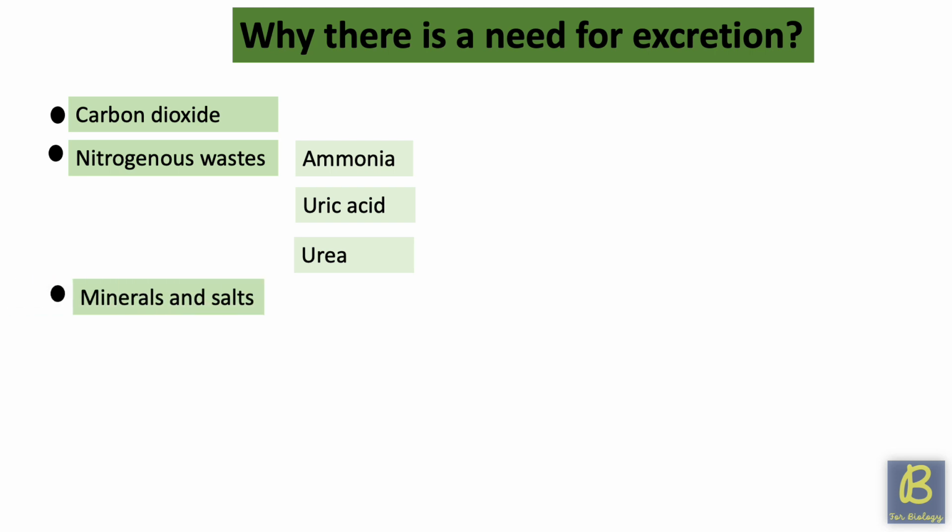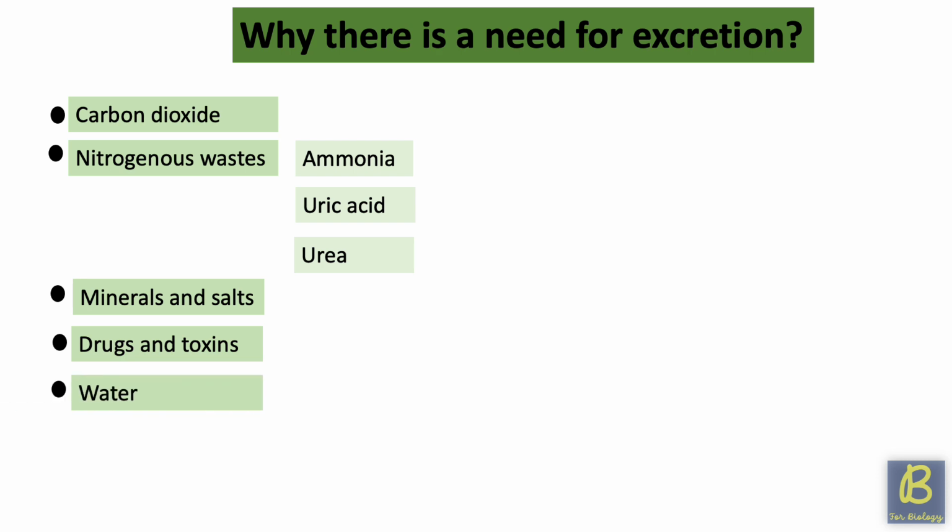Next is minerals and salts. Our bodies rely on a delicate balance of electrolytes and minerals for various functions like nerve impulse transmission, muscle contraction, and fluid balance. Excretion helps regulate these levels and prevent imbalances that can lead to health problems. Next are drugs and toxins. The kidneys can help eliminate certain drugs and their byproducts from the body along with certain toxins.